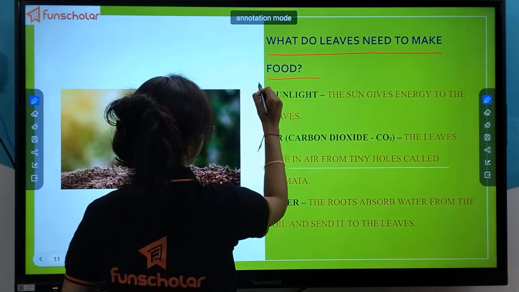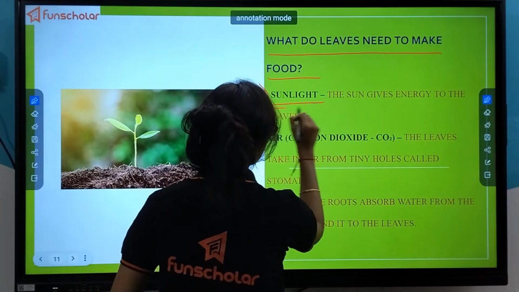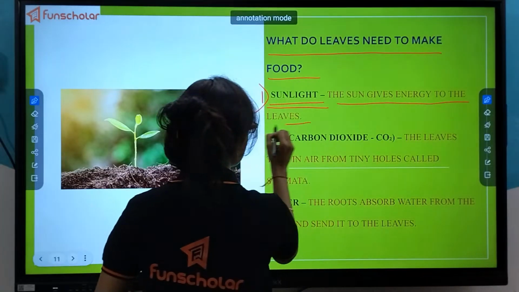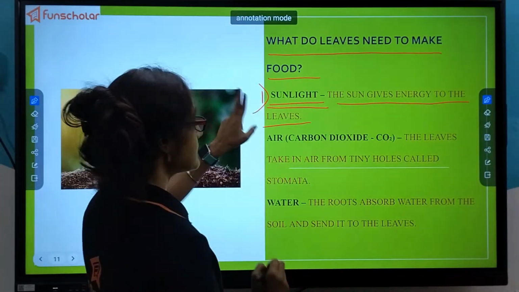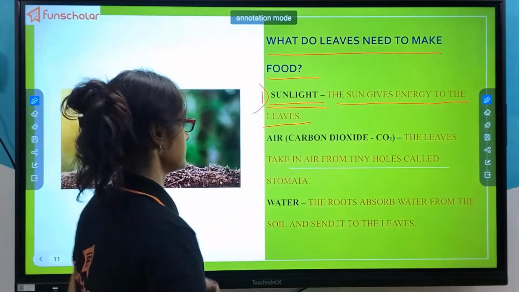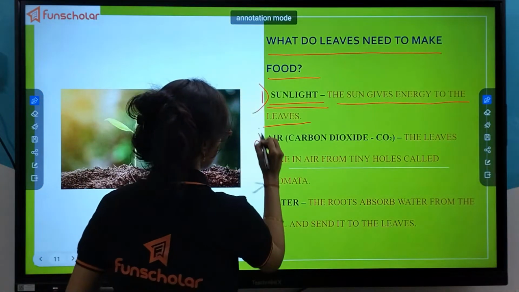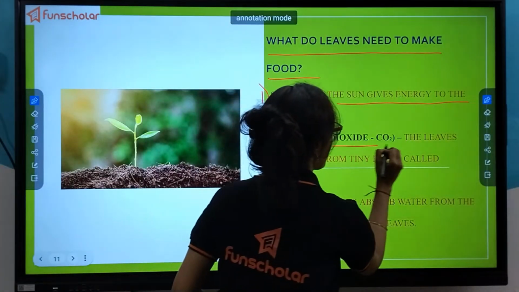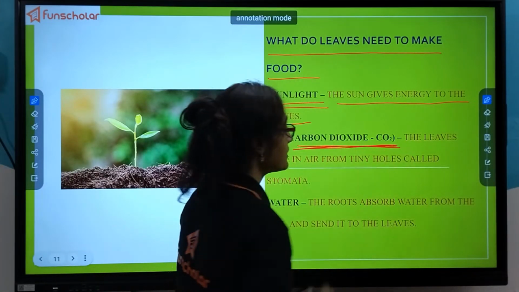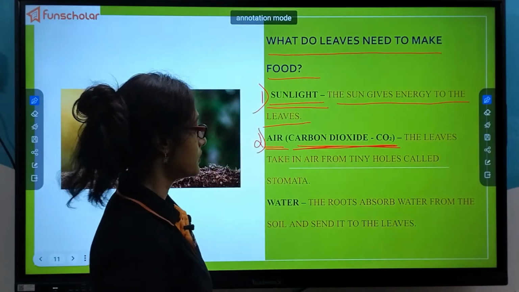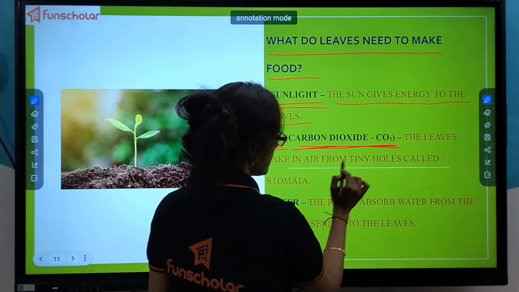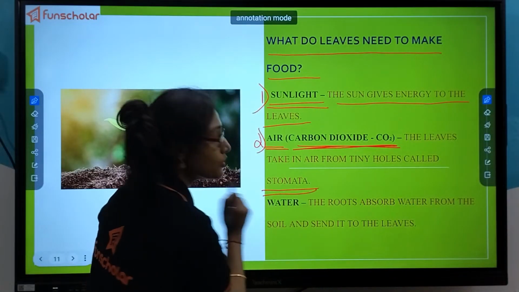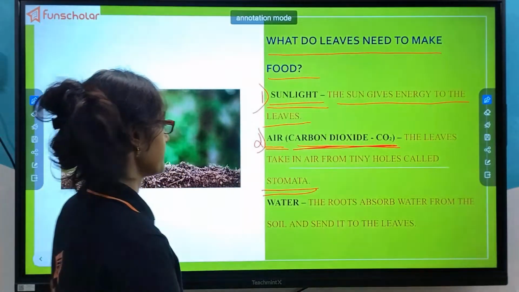First, sunlight. The sun gives energy to the leaves. So, sunlight is the first factor. Second, air. Which air? Always remember carbon dioxide. To make food, the leaves take in air from tiny holes called stomata. Now you know what stomata is.